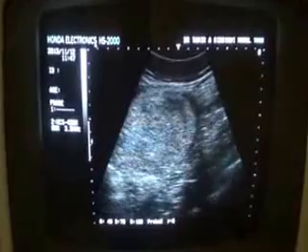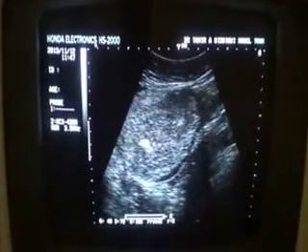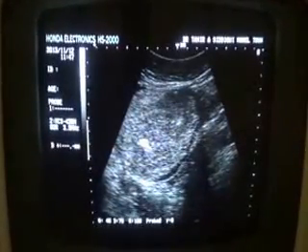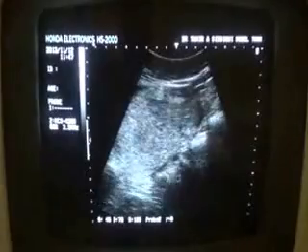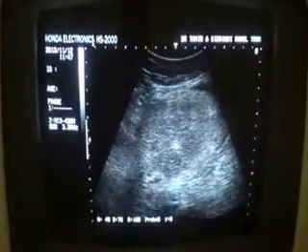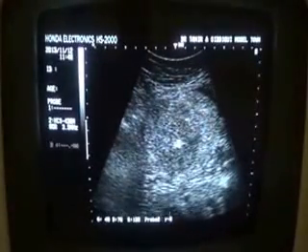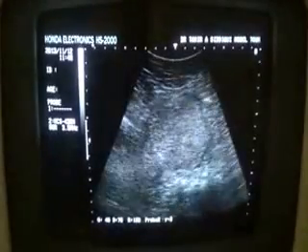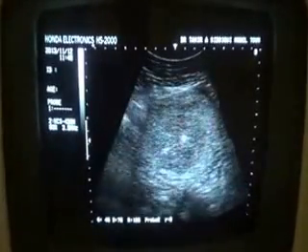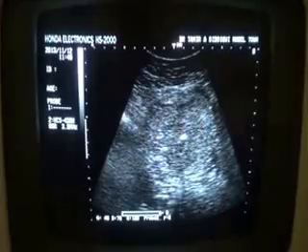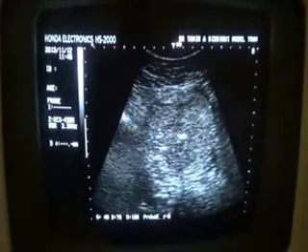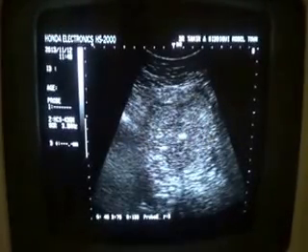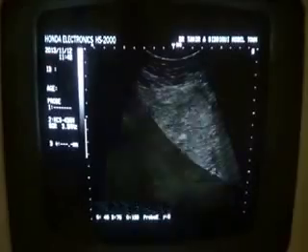So this mass has internal echogenic areas as well as a few tiny calcifications. These are the tiny calcified areas within it. This is the transverse section of the mass. Here you can see that posterior shadow is seen from this dense coarse echogenic area.